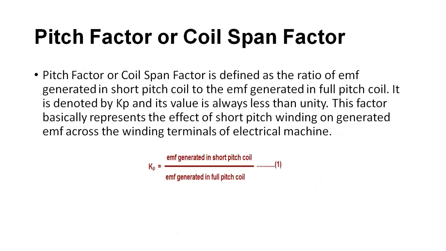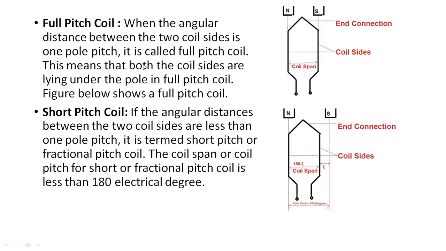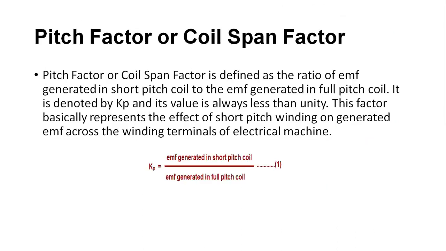The next one is the pitch factor or the coil span factor. Already we know the full pitch definition and the short pitch definition, so it is clear that the EMF induced in a short pitch coil must be less than the EMF induced in the full pitch coil. The pitch factor, or coil span factor, is defined as the ratio of EMF generated in a short pitch coil to the EMF generated in a full pitch coil. It is denoted by Kp and its value is always less than unity. Why is it less than unity?